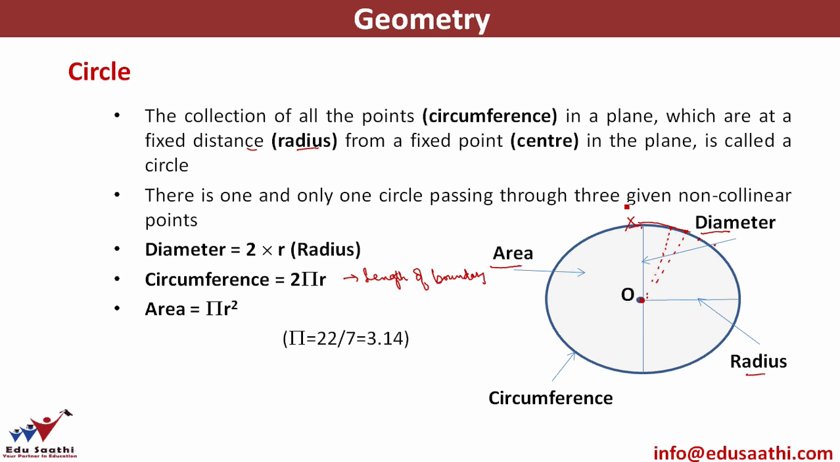Area. Area of the circle is given by the formula pi r square, where r is the radius and pi equals 22 by 7. The value of pi can also be taken as 3.14. Which value you will take will depend upon how r is given to you in the question.